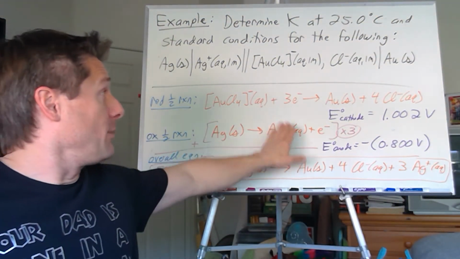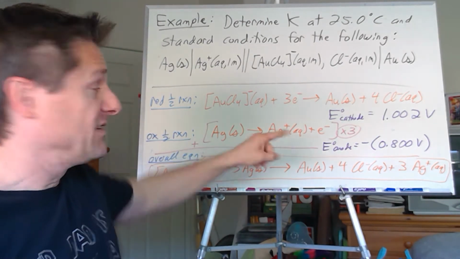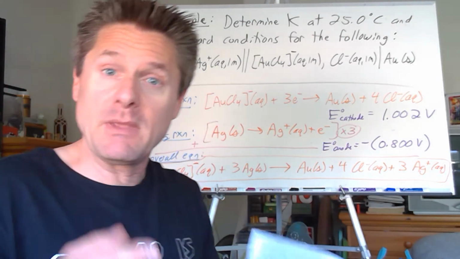It's hard to tell from here, but I don't see H pluses, H3O pluses, or OH minuses anymore. Now the silver one is for the anode, so it's going to be backwards.